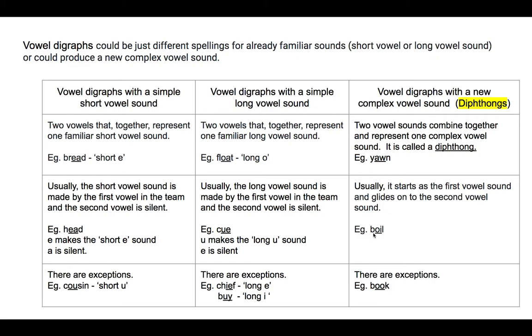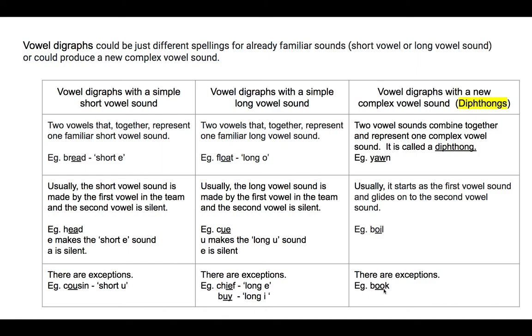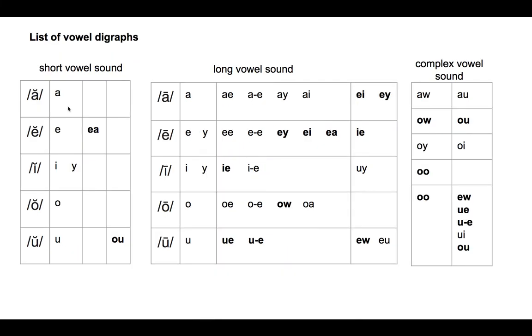For example, boil, b-oil, boil. There are exceptions. For example, book, b-ook. Here it does not start as the first vowel and glide on to the second vowel, but it makes a new sound. Now let us look at the list of all the vowel digraphs. Here is the list of all the vowel digraphs. As you can see, there are so many vowel digraphs. It is better to discuss these in a separate video so that we can learn them in more detail.